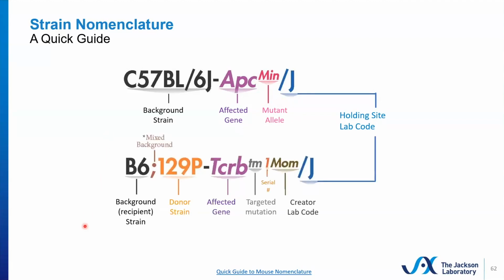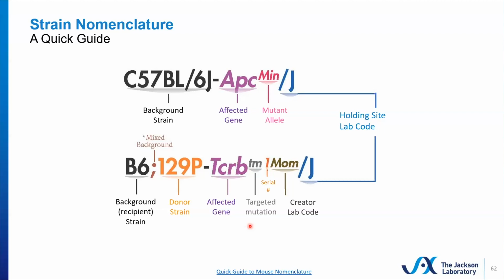In our second example, the strain background is B6, which is a shorthand for C57 Black 6. If a mutation originally was on a different background, then brought back over to another, this is called backcrossing. As such, the nomenclature will list the current background first, which here is shown in black, and the original background shown after, which is here in orange. Here we see a semicolon separating the two backgrounds, which indicates the strain has a mixed background of C57 Black 6 and 129P. Again, in this example, the gene with the mutation is in purple, TCRB, and the mutation has the letters TM, which means it's a targeted mutation.